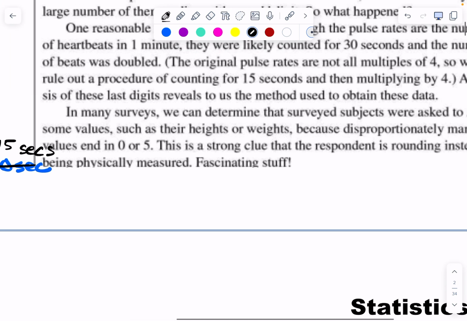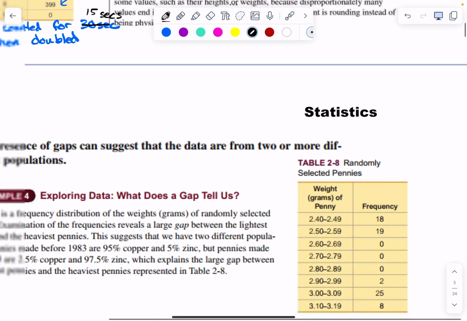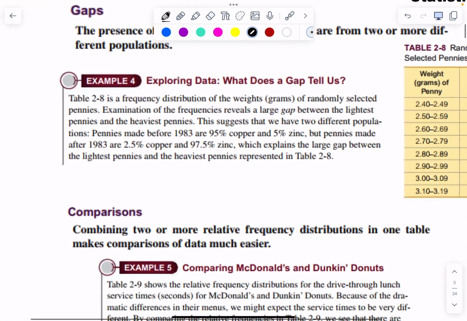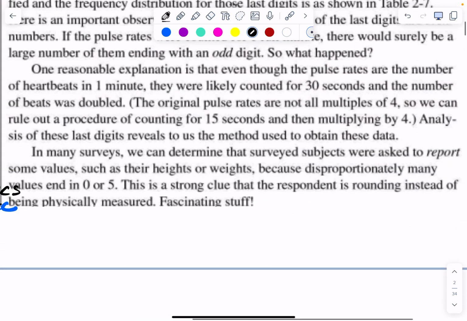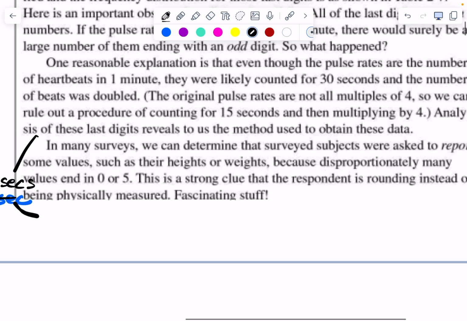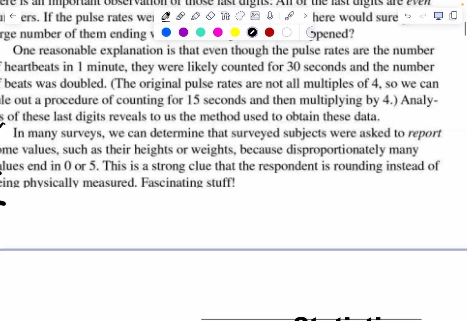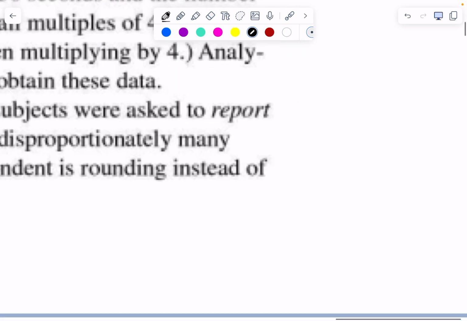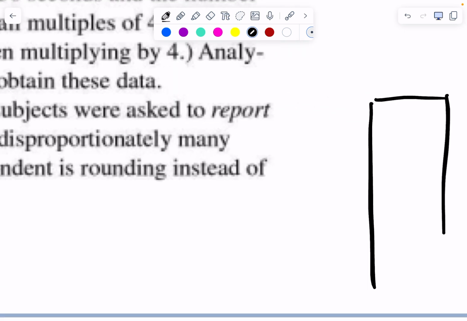I'm going to read this bottom part right here. In many surveys, we can determine that survey subjects were reported if the values end in 0 or 5. Okay, so here's the deal. We have another, they don't give us the table. It's somewhere. We'll see it later. But let's say I have this going on.